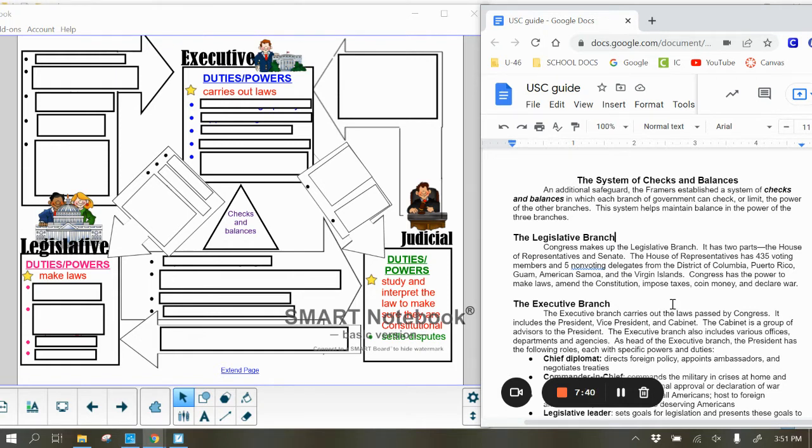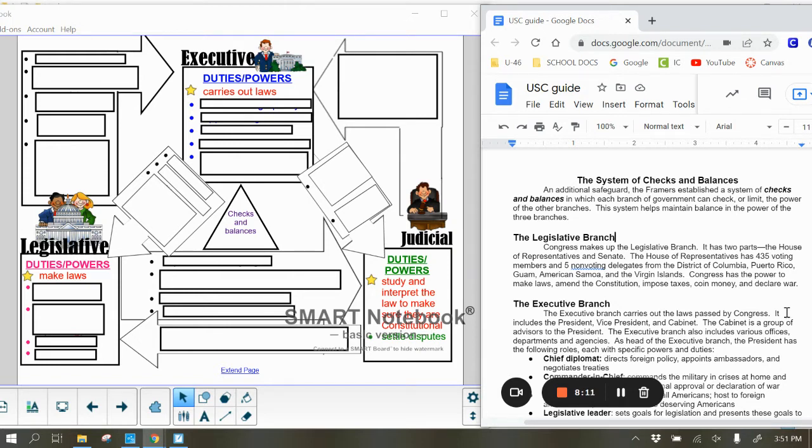So what we're looking for here when I'm reading this is who has the checking power and who are they checking up on? So the legislative branch. Congress makes up the legislative branch. It has two parts, the House of Representatives and the Senate. The House of Representatives has 435 voting members and 5 non-voting delegates from the District of Columbia, Puerto Rico, Guam, American Samoa, and the Virgin Islands. Congress has the power to make laws, amend the Constitution, impose taxes, coin money, and declare war.